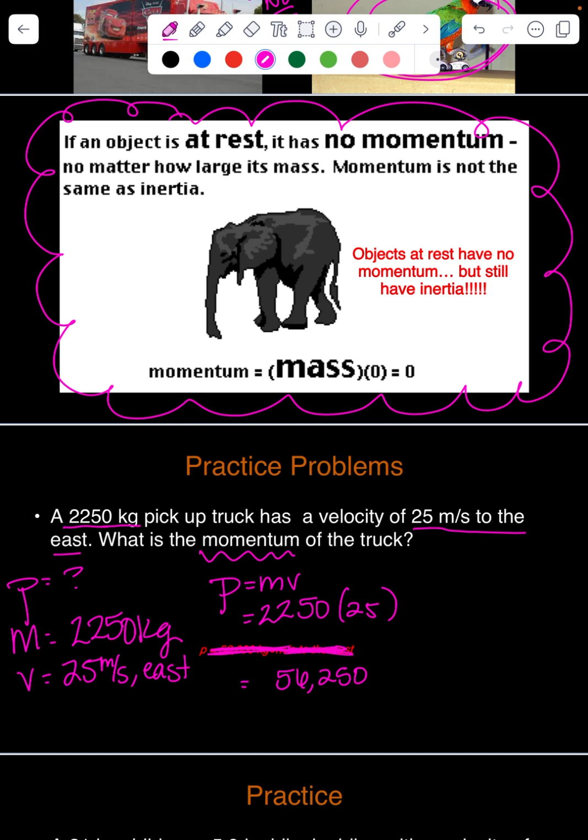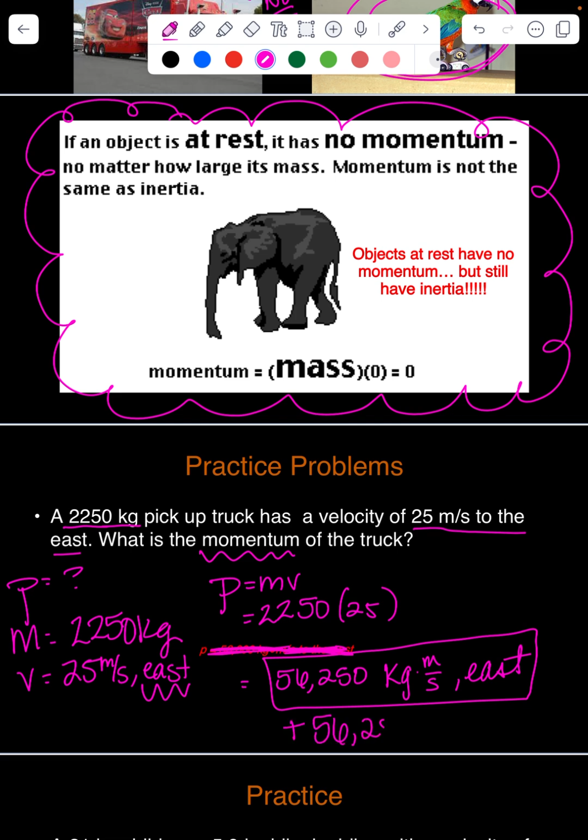So 56,250. Our unit for this is kilograms meters per second. And you have to remember that momentum is a vector quantity. It's always going to take the same direction as the velocity. So our velocity's direction was east, so I would love it if you put east for the direction for that. But because this is one-dimensional, if you put a plus at the beginning of it, that is perfectly fine as well. That is perfectly acceptable.